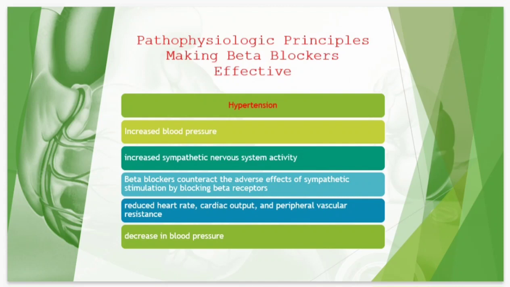Pathophysiologic principles making beta blockers effective. Hypertension is characterized by an increase in blood pressure, often associated with increased sympathetic nervous system activity. Beta blockers counteract the adverse effects of sympathetic stimulation by blocking beta receptors, resulting in reduced heart rate, cardiac output, and peripheral vascular resistance. These effects collectively lead to a decrease in blood pressure.